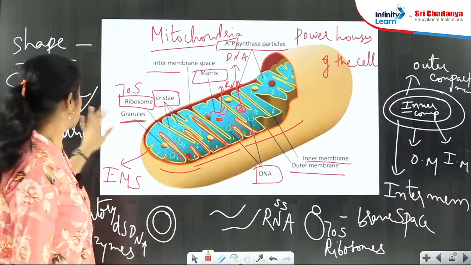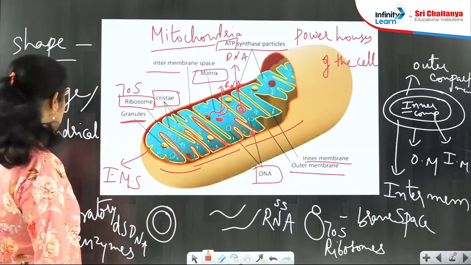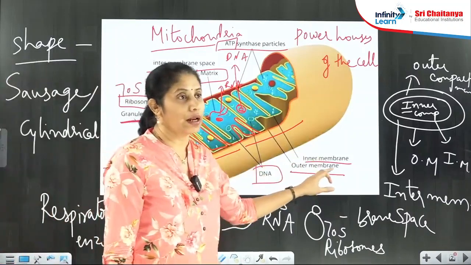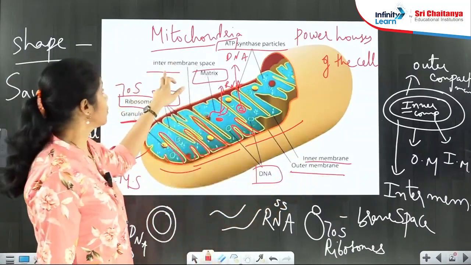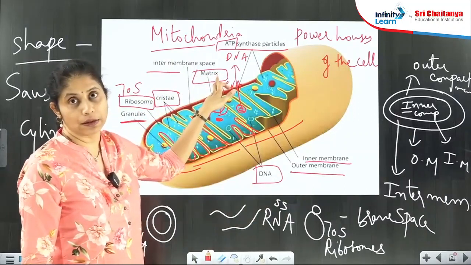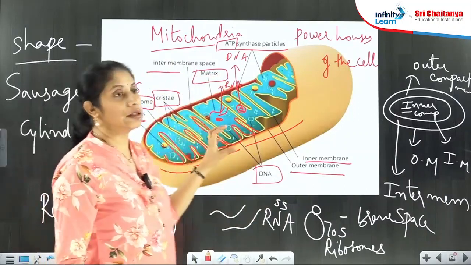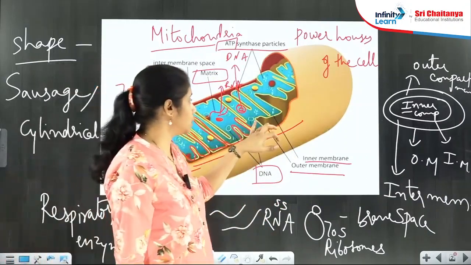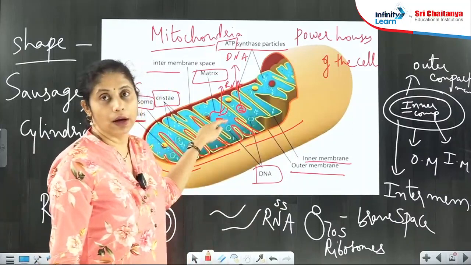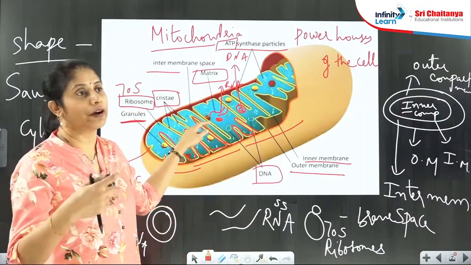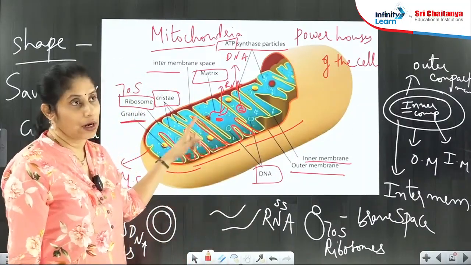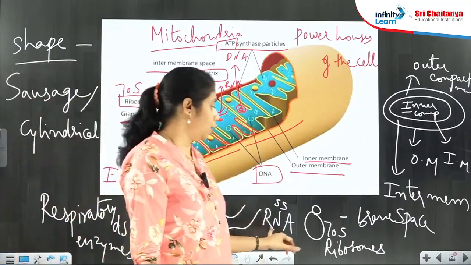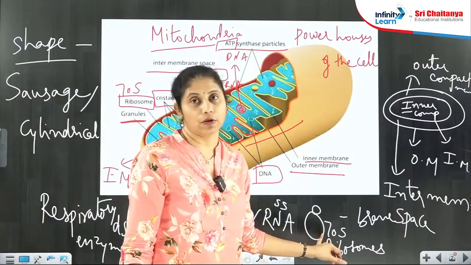Their shapes are sausage shape, cylindrical shape, anything can be there. Then they have two membranes, outer membrane and inner membrane, and the space present between them is called intermembrane space. These two membranes divide the mitochondria into two compartments, outer compartment and inner compartment. Inner compartment is filled with a homogeneous matrix. It contains respiratory enzymes, one double stranded DNA, few RNA molecules and few 70S ribosomes.